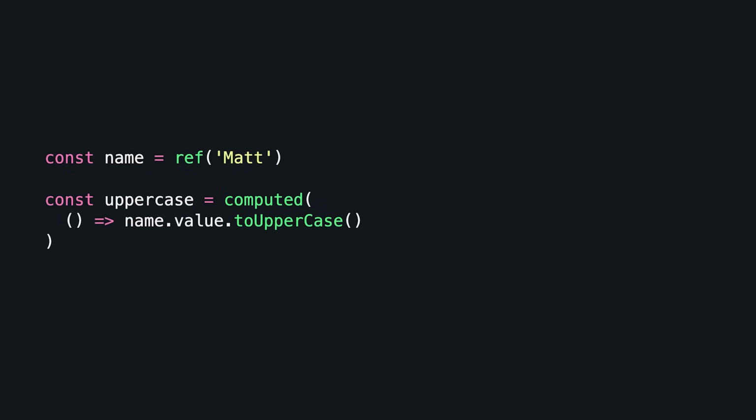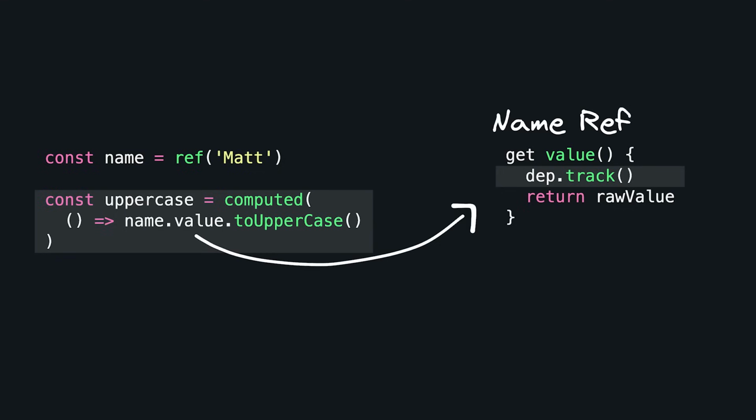Let's imagine we have a simple example with just a ref and a computed. Internally, this ref has two parts, a value and a dep instance, which is what actually manages all the reactivity magic. When our computed evaluates and we access name.value, the ref does something like this. But first we call dep.track, and then we return the actual value.